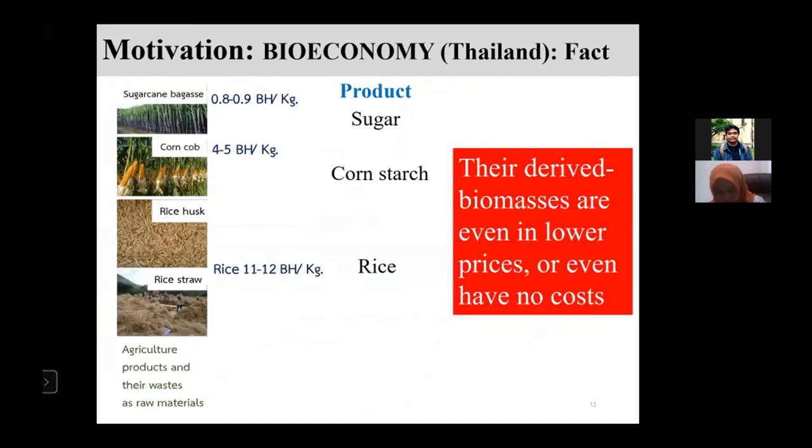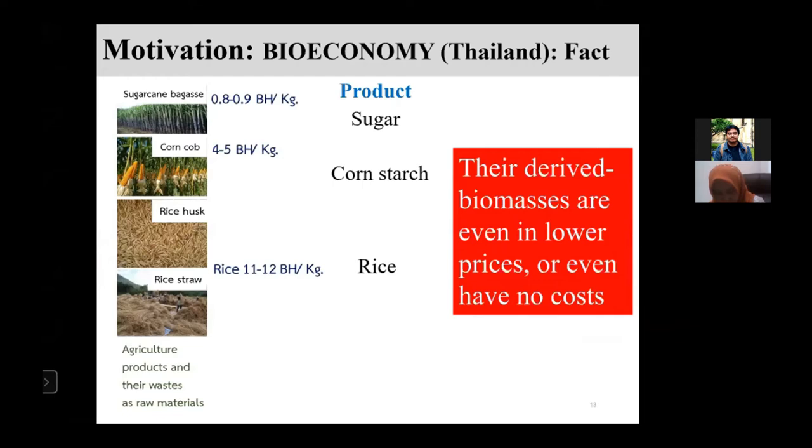So consider the price of this. We can sell the sugar, we can sell the corn straw, we can sell the rice, but at a low price compared to one big car, for example. So that is why our country needs something more to develop more.